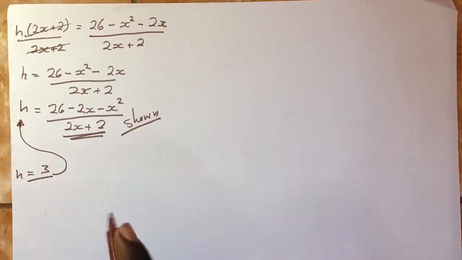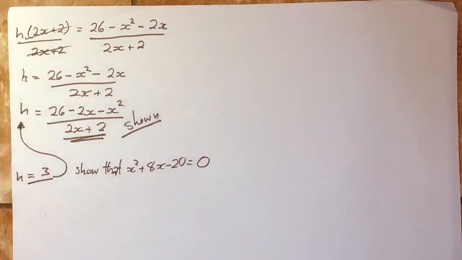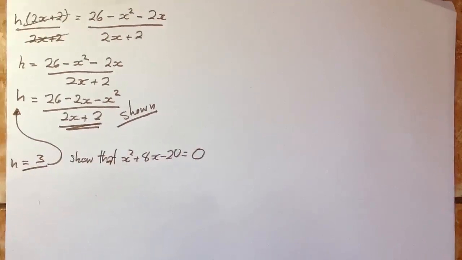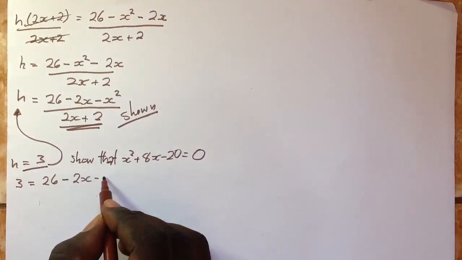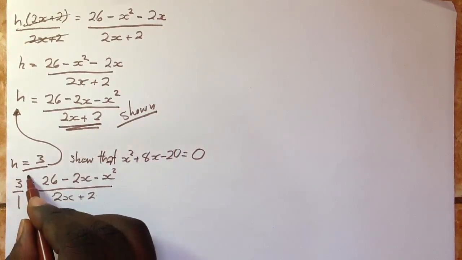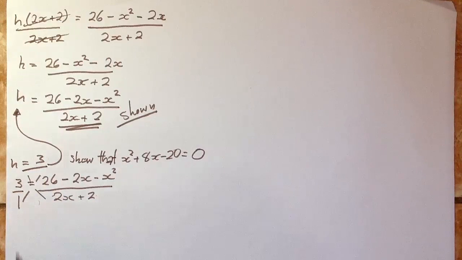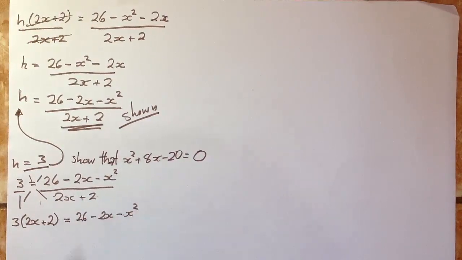So that means wherever there's h in the original equation, we're going to replace it with 3. Okay, so this can be rewritten as 3 is equal to (26 minus 2x minus x squared) over (2x plus 2). At this point, we can cross multiply, and that will give us 3 times (2x plus 2) is equal to 26 minus 2x minus x squared.